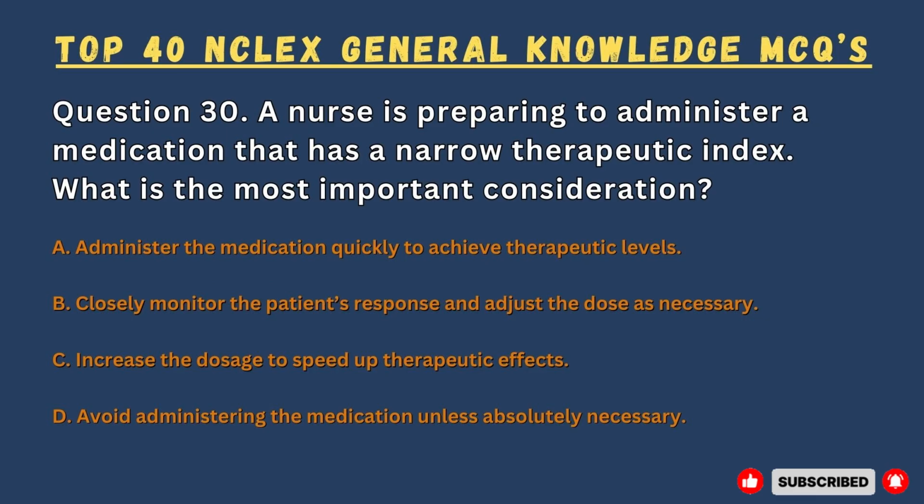Question 30. A nurse is preparing to administer a medication that has a narrow therapeutic index. What is the most important consideration? A. Administer the medication quickly to achieve therapeutic levels. B. Closely monitor the patient's response and adjust the dose as necessary. C. Increase the dosage to speed up therapeutic effects. D. Avoid administering the medication unless absolutely necessary.